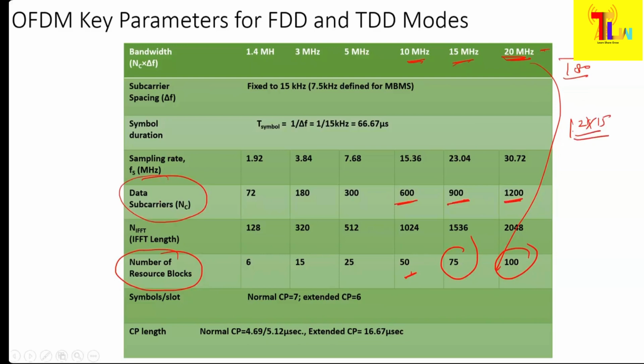We will also come to this part, I mean, how we calculate the sampling. We will discuss that. We will also discuss how this value comes about, IFFT and all. But as of now, you just need to know how many subcarriers there are and how you are calculating the number of resource blocks.